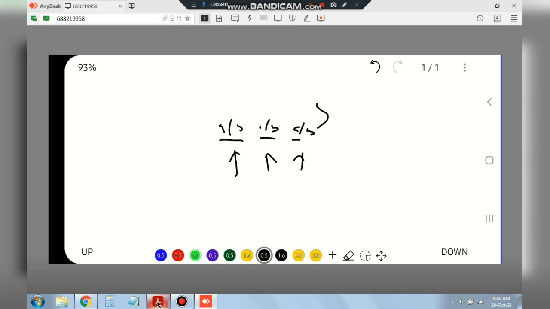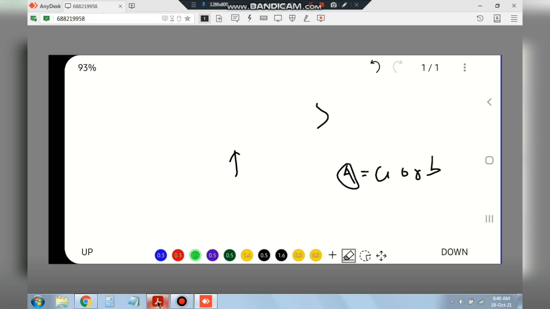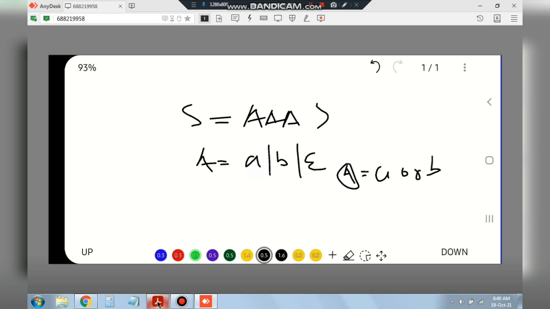So I can represent A or B as capital A. Suppose if I replace these three places with capital A, what I'll get is 3 times capital A, right? 3 times capital A and S. Okay, and then I'll define capital A as A goes to a or b or epsilon. Okay, so each of these places can be replaced with a or b. Okay, we'll have a multiple of 3 each time.